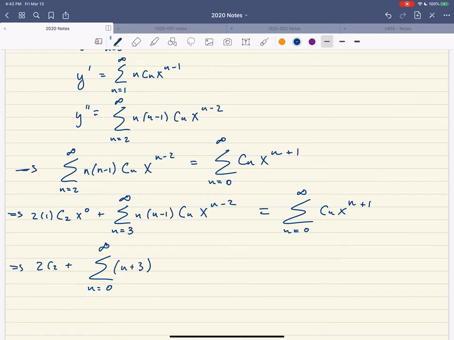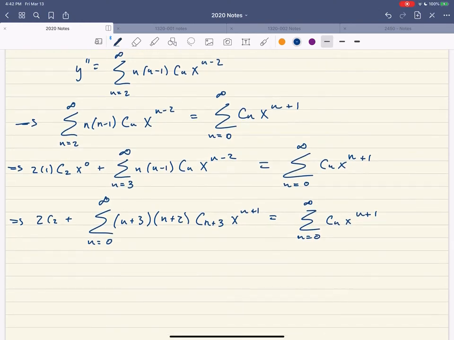So n plus 3, n plus 3 minus 1 is n plus 2. This is going to be c sub n plus 3, x to the n plus 1. And now we've done it. We have our series with the same power of x, and with the same starting index. Okay, so both starting at n equals 0. And now we're ready to equate these.